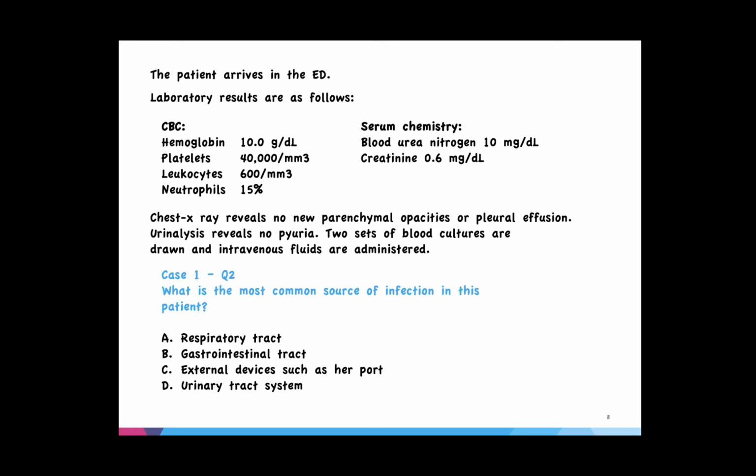So also you have a normal creatinine and a normal BUN. They do a chest X-ray in the ED, and there's no opacity, no effusion. UA is negative. They send 2 sets of blood cultures, and they start IV fluids. What is the most common source of infection in this patient? A, respiratory tract. B, GI tract. C, external device, such as the port that she has. And D, urinary tract system.